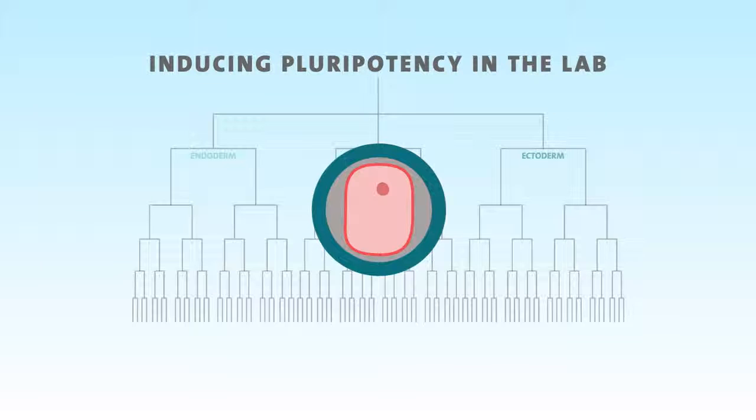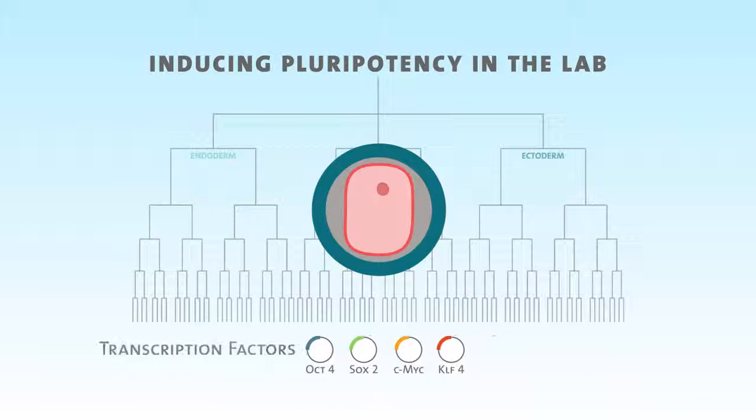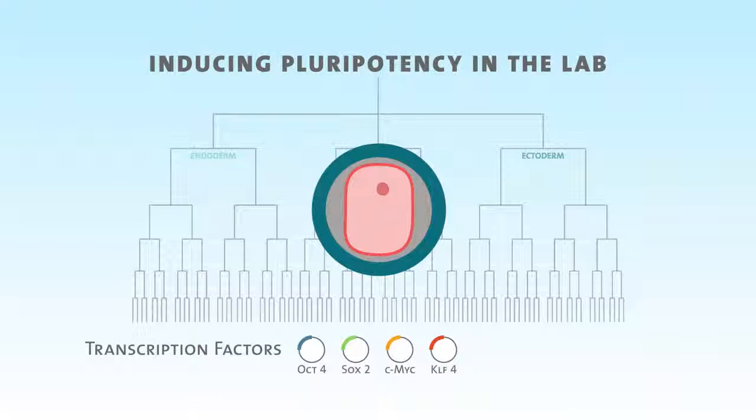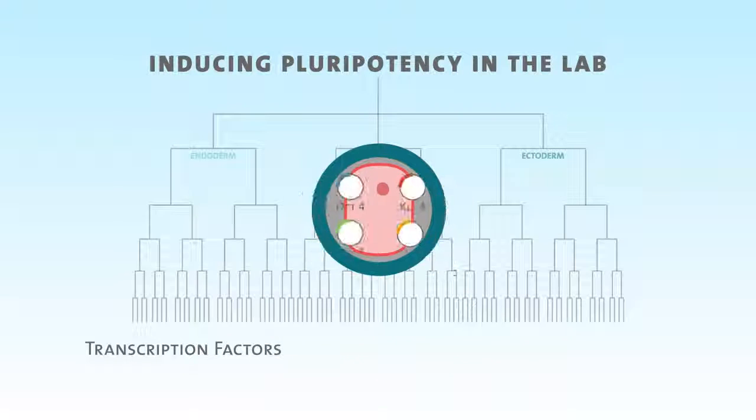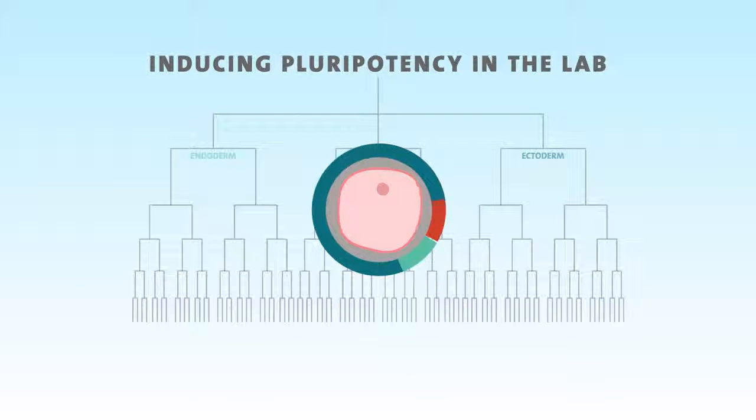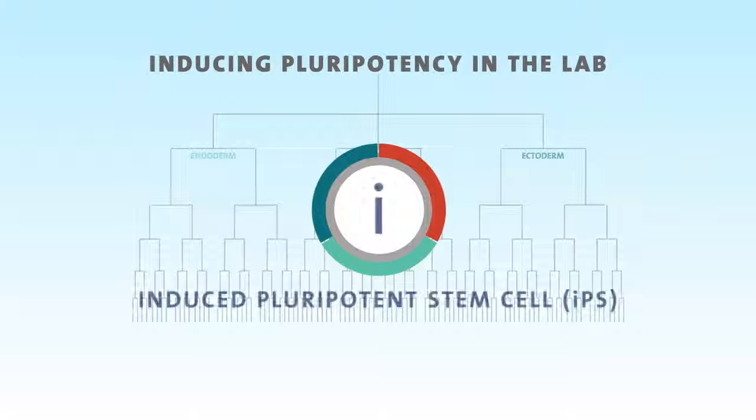Inducing pluripotency in the lab. By adding a combination of 4 proteins known as transcription factors, scientists are able to convert normal adult skin cells into pluripotent stem cells. The transcription factors remove the skin cells' identity markers, resetting them to a pluripotent state. These kinds of engineered stem cells are known as induced pluripotent stem cells, or iPS cells.